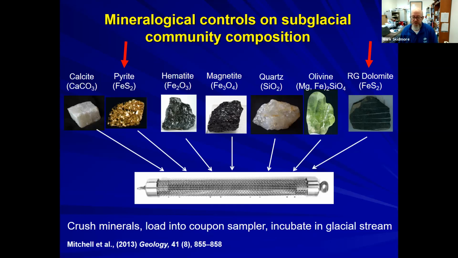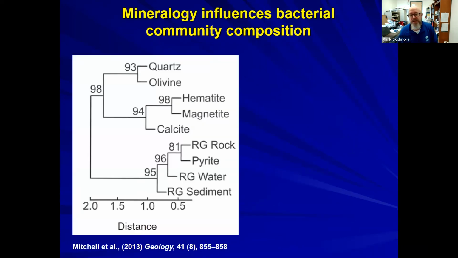Then you put them in the stream in October, incubate them over winter, get them out in the spring, take out the minerals, extract the DNA associated with each mineral fraction, and then sequence the 16S ribosomal RNA out of those microbial communities. Then you can compare the relatedness of those communities using a phylogenetic approach.